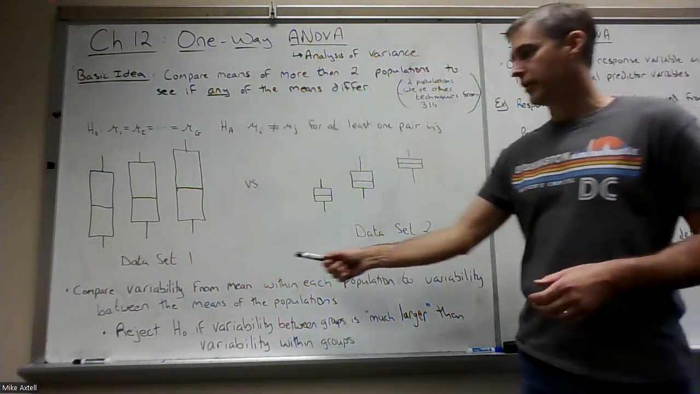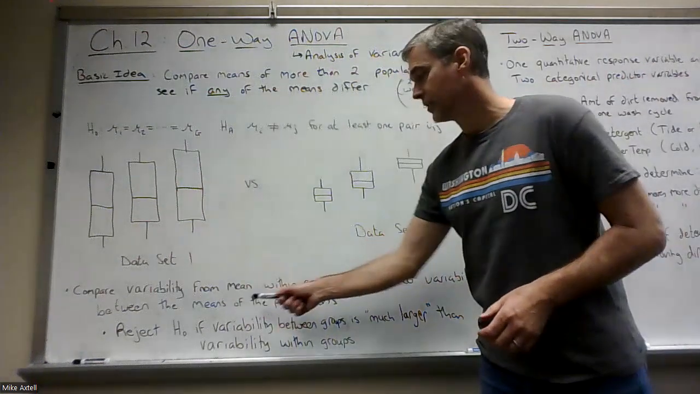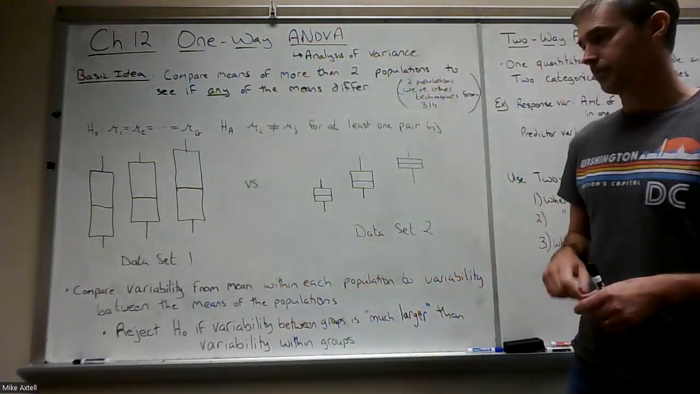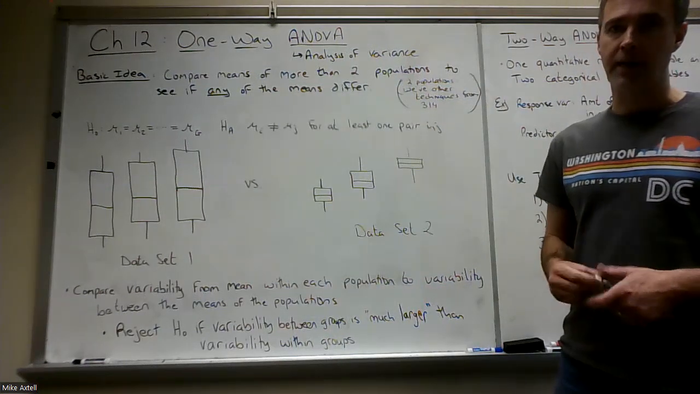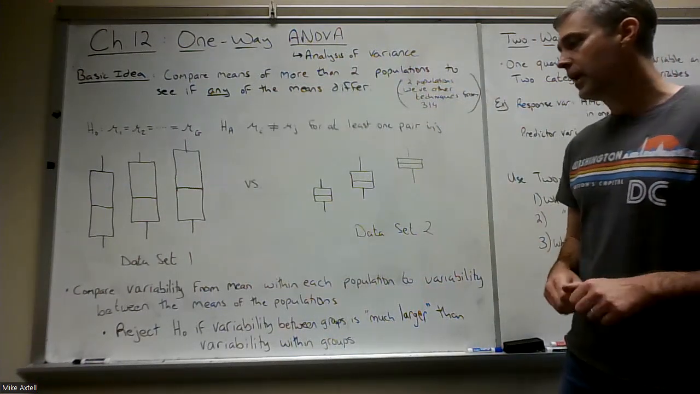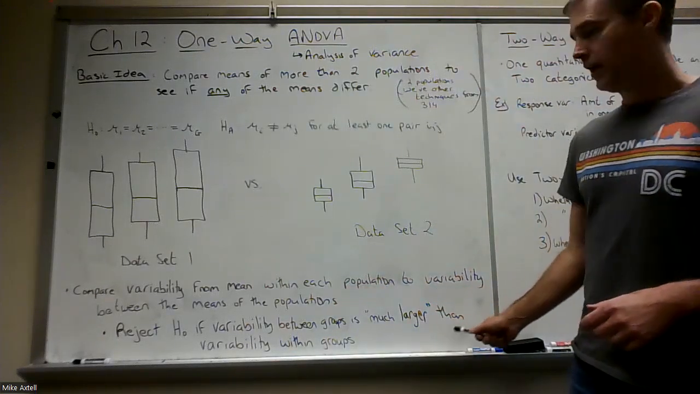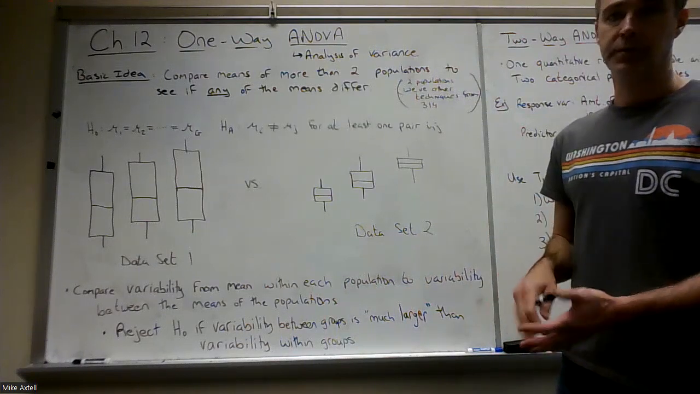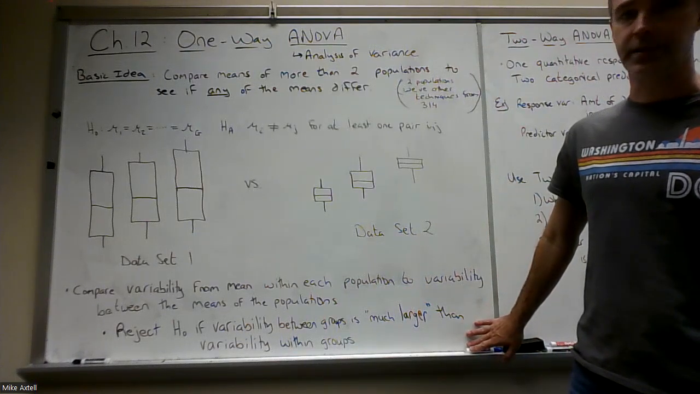All right, so what we're going to work on is how do we figure out how to compare the variability from the mean within each population to the variability between the means of the different populations, okay? And what we're going to do is reject the null hypothesis that all these means are the same if the variability between the groups is much larger than the variability within the groups. So that's going to be the key idea that we're going to come to in probably about 20 minutes, okay?